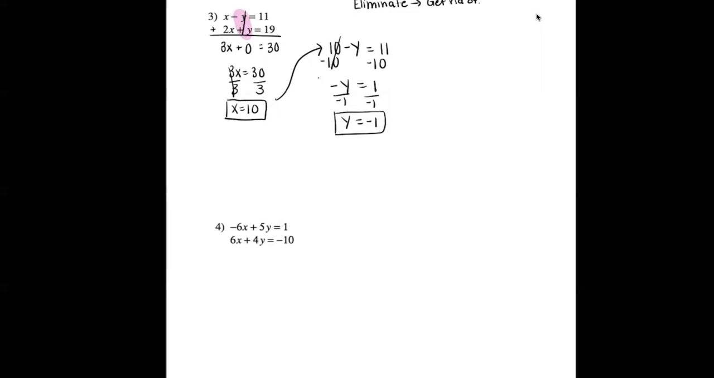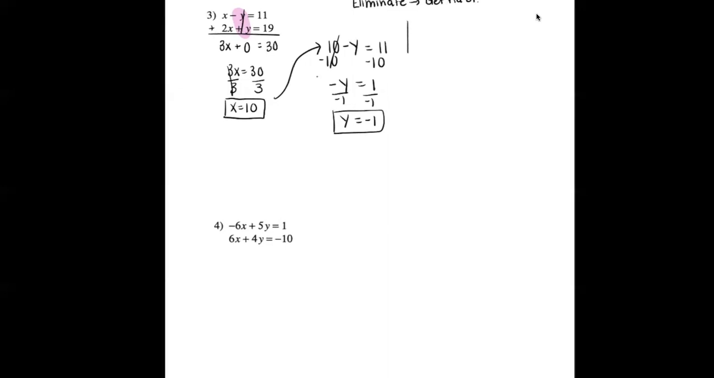And just to check to be sure, I can plug in my x and y into my second equation to see if it makes it true. And so I have 2 times 10 plus negative 1 equals 19. So 20 essentially minus 1 equals 19. Well, 20 minus 1 is 19. 19 equals 19, so this must work.